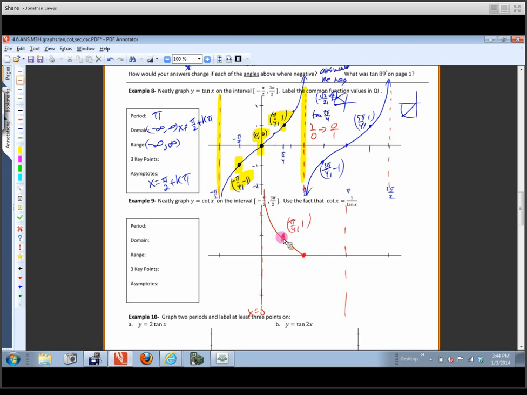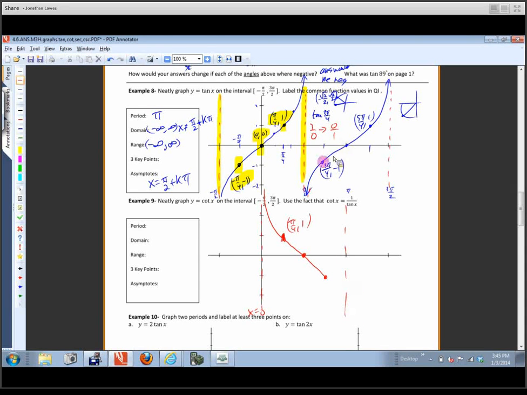Okay? And then I've got this point right here. What's the reciprocal of negative 1? Negative 1. So I'm going to follow this straight down here and I'm going to put a negative 1. These are all huge negative numbers. The reciprocals of big negative numbers are small negative numbers. So they're going to do this. And then right here, again, I'm approaching 0 again. That's why I've got an asymptote here.